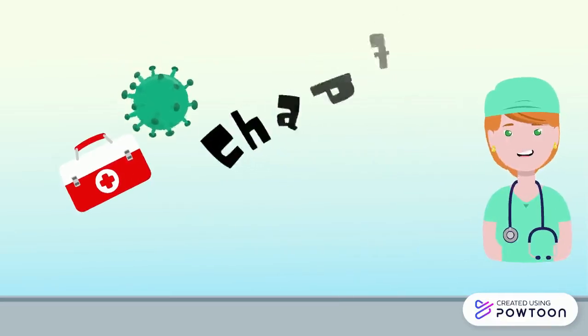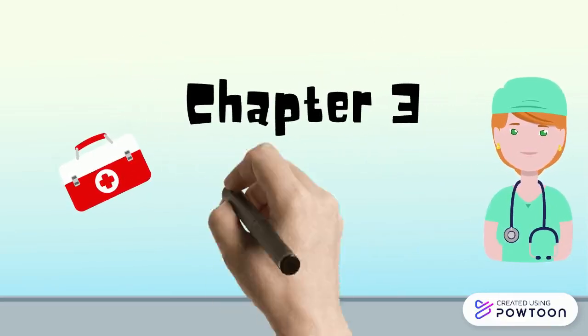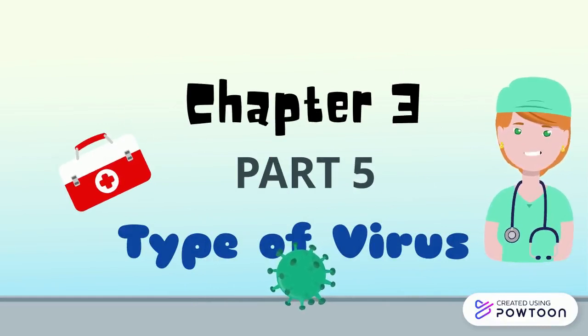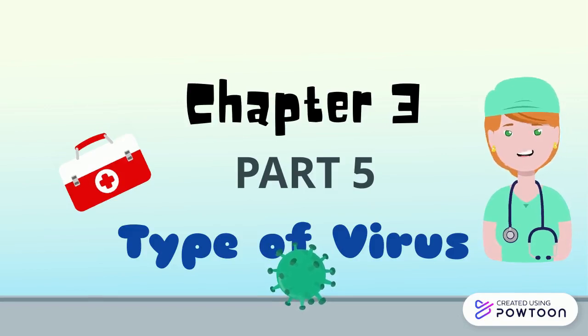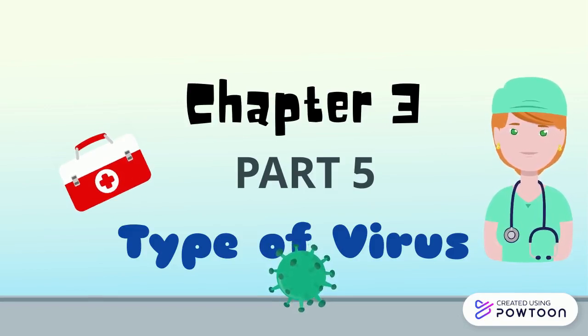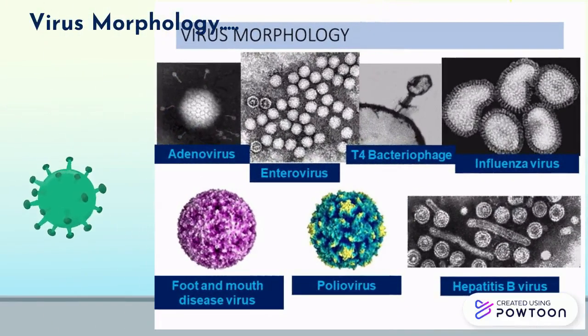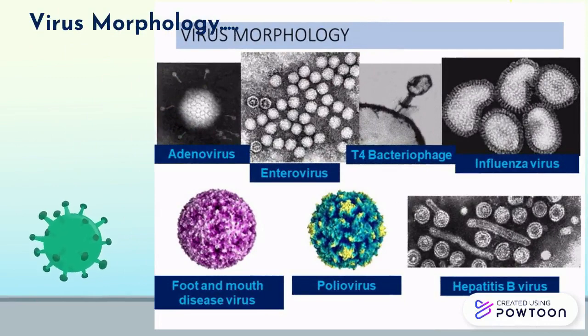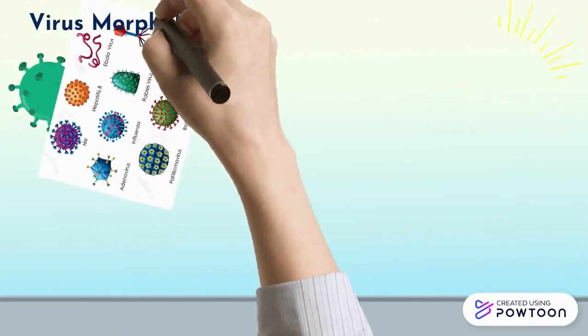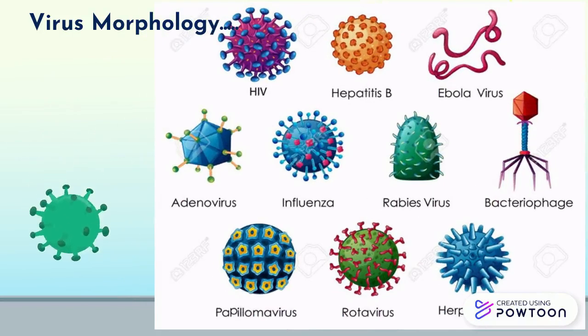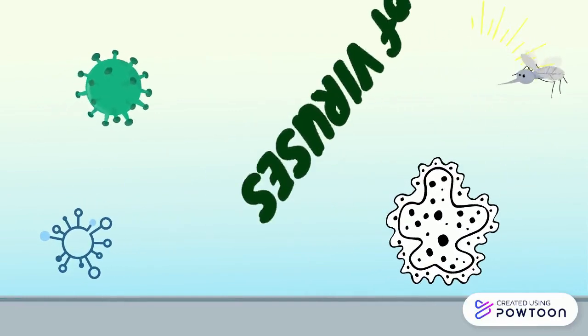Okay class, now we're going to continue with Chapter 3 Part 5, Types of Viruses. Before we proceed further, let's take a look at virus morphology. Below are some examples of virus morphology, such as HFMD virus, polio virus, HIV virus, Ebola virus and so more. Now we're going to continue with types of viruses.